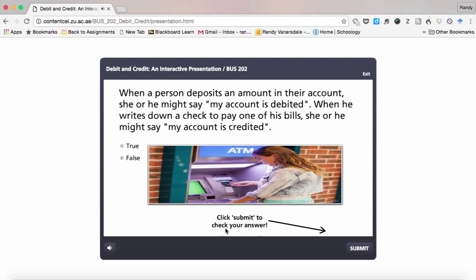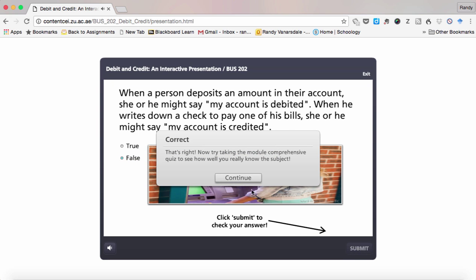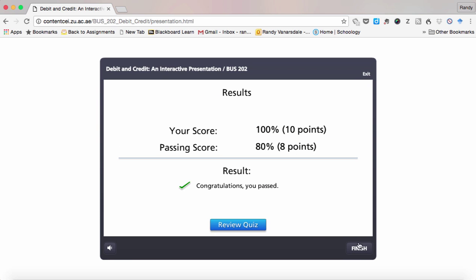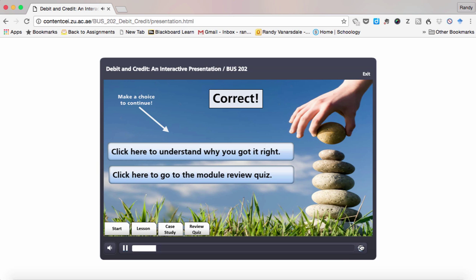Read this statement and then click True or False. Yes, you are correct. The bank issues the bank statement. Therefore, the account will be credited when the customer deposits money, and it will be debited when the customer writes a check or makes cash withdrawals.